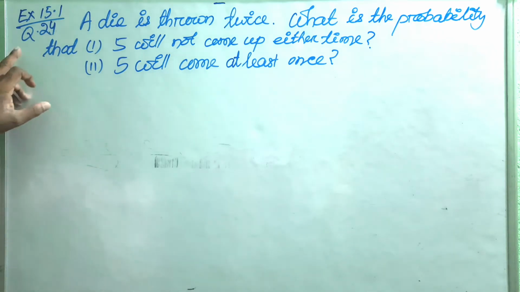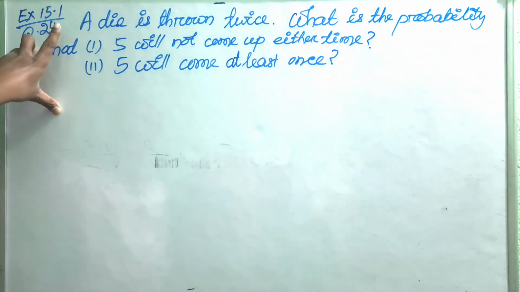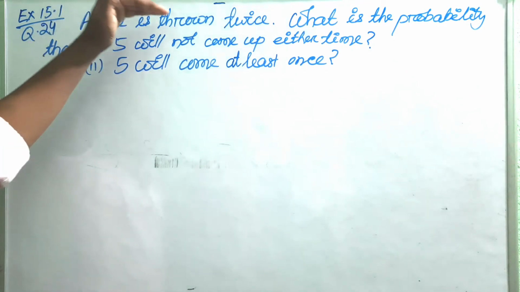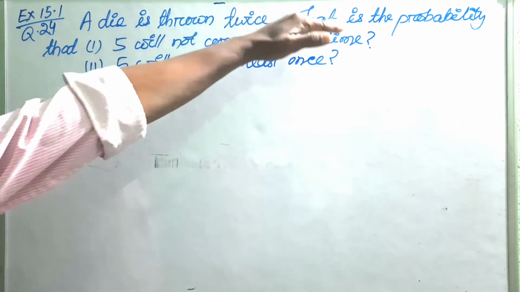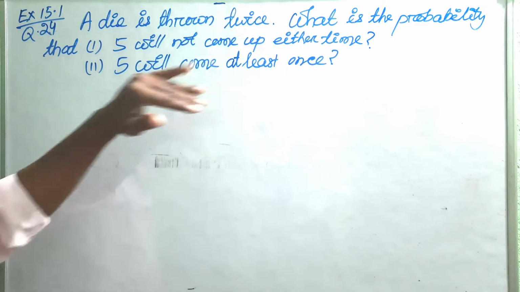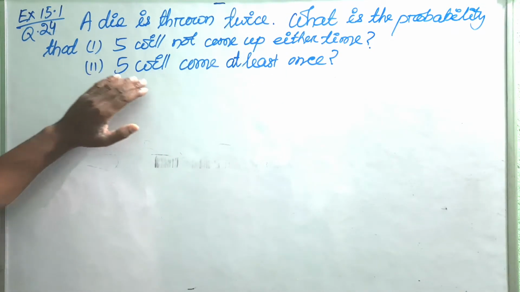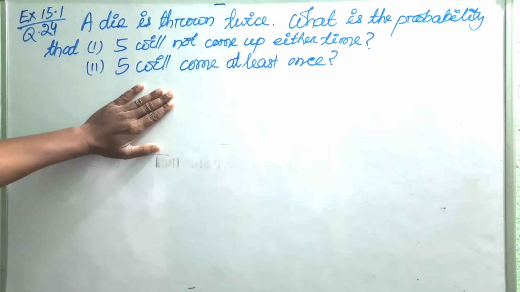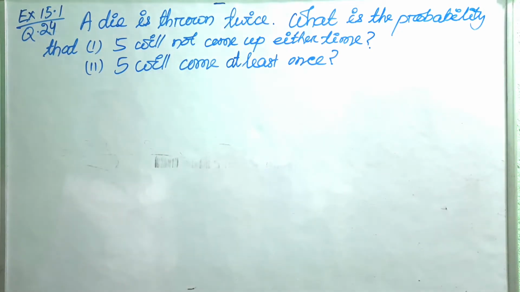Today we are going to solve question number 24 of exercise 15.1 from chapter 15, CBSE class 10 math. Now here the question is, a die is thrown twice. What is the probability that 5 will not come up either time? And the second part is, 5 will come up at least once. Okay, so this is the question we have to solve.